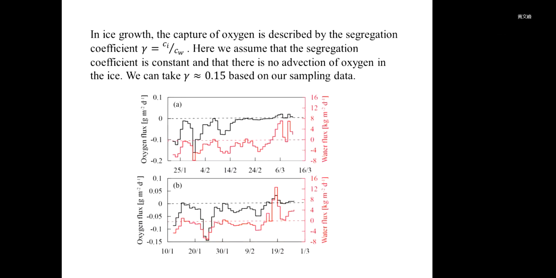Actually, in ice growth, the capture of oxygen is described by the segregation coefficient gamma. Here, we assume that the segregation coefficient is constant and that there is no advection of oxygen in ice. We take gamma equal to 0.15 based on our sampling data. Then we can calculate the oxygen and water mass fluxes through the ice-water interface over the observational period, just like this. This figure shows the results.